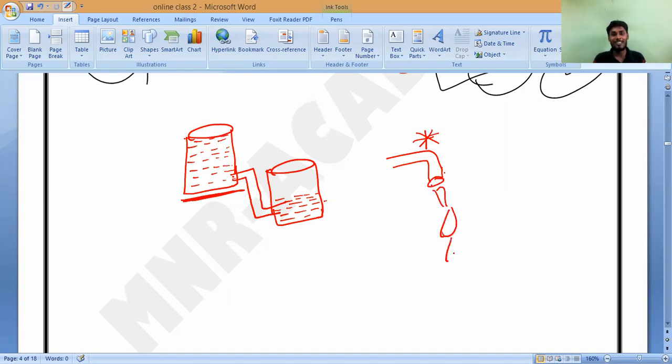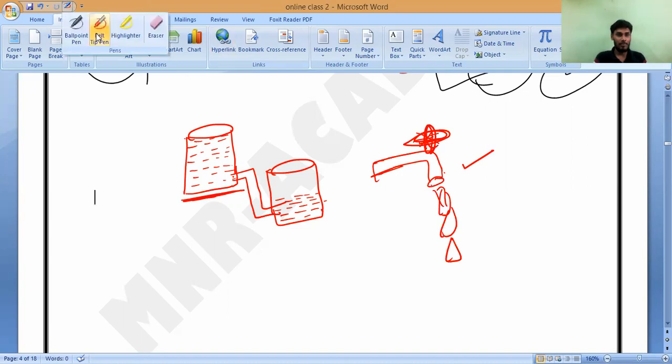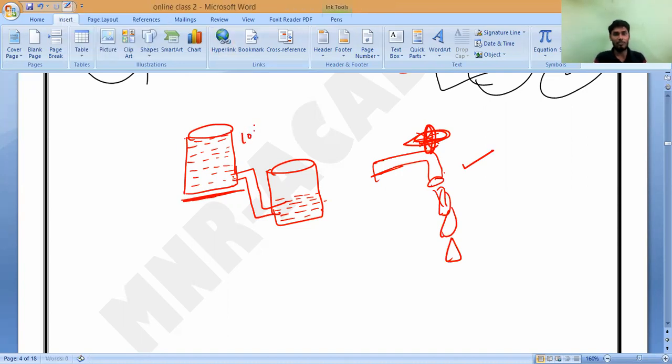The same thing is happening in the case of heat energy also. In the water case, in the same way, for example, one more thing I will say, which has even more real-life application. Suppose in this tank 100 liters of water is there, and in this other tank only 10 liters of water is there.